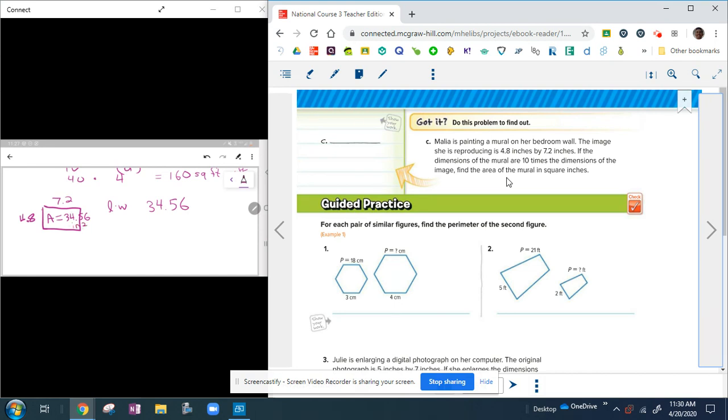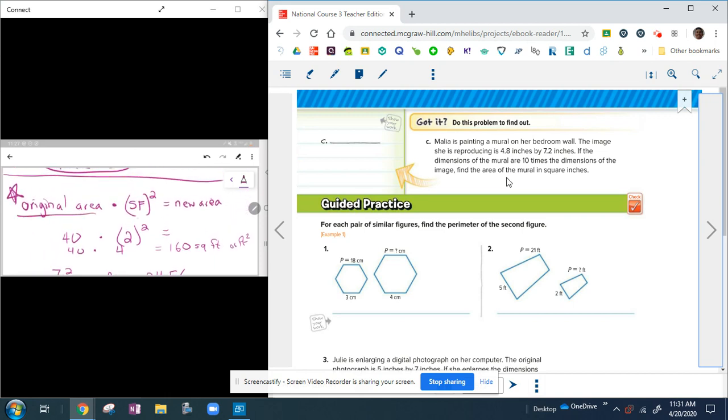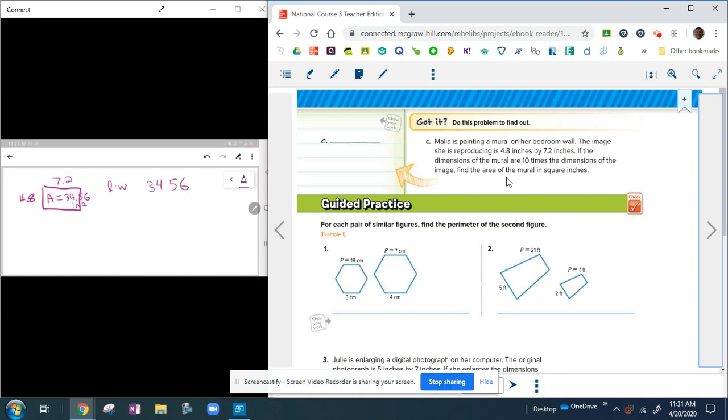All right, and then what are we going to do with that? Well, we're going to take the area of the original, just like we set up here, area of the original times the scale factor squared gives us that new area. So we're going to take the 34.56 and multiply it by the scale factor squared, which is 10 squared. So 34.56 times 10 squared would be 100. And we've worked with this before. Multiplying by 100 actually just moves the place value over 2 places. So the area is going to be 3,456 inches squared.